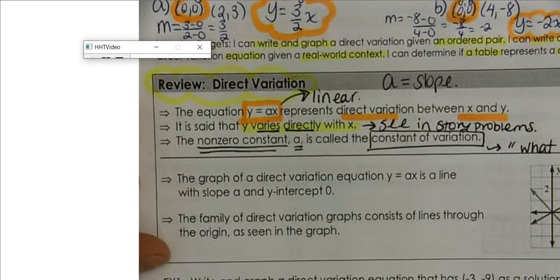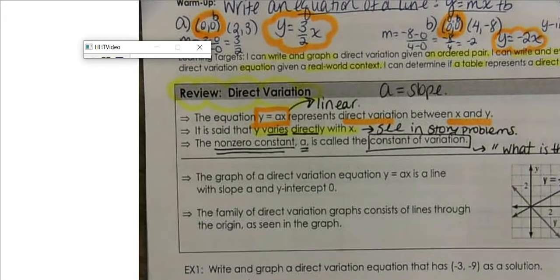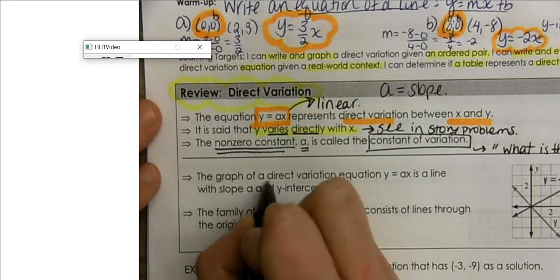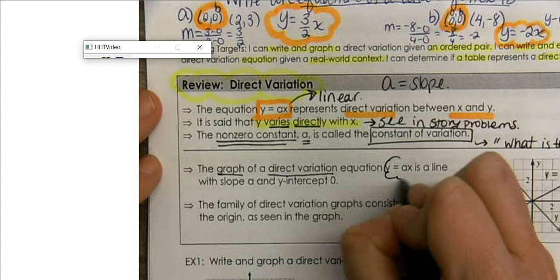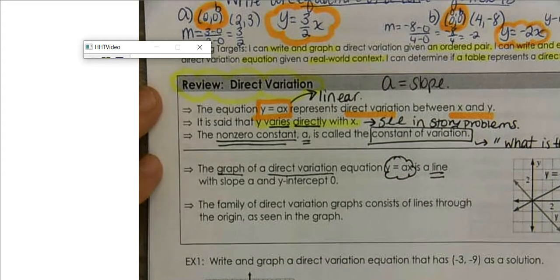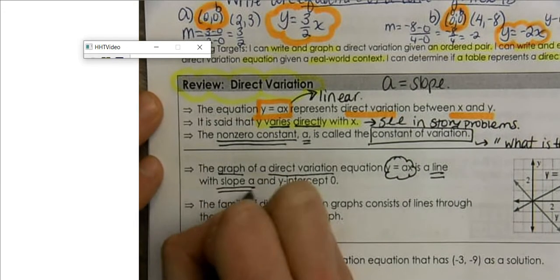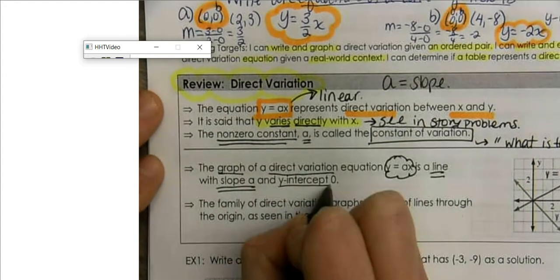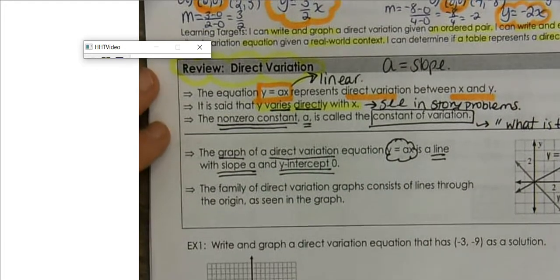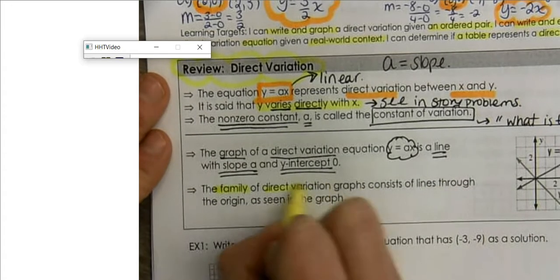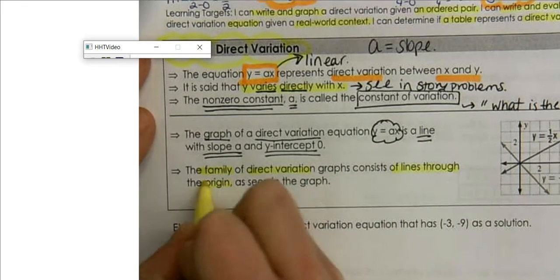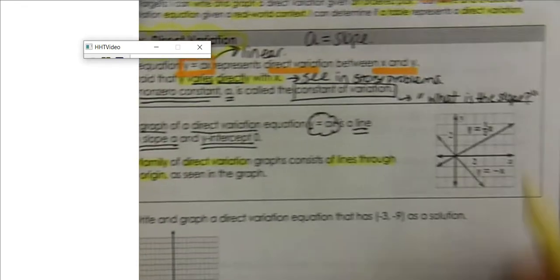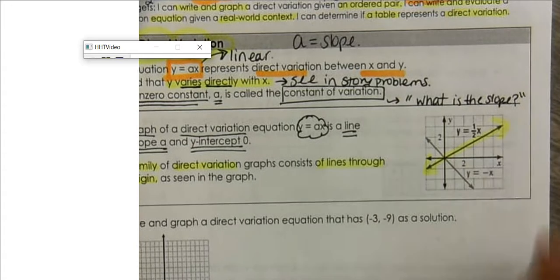So the thing that I really want you guys to know is that the graph of a direct variation equation in the form of y equals a times x is simply a line. That line has a slope of a and a y-intercept of 0 every single time. And the family of direct variation graphs consists of all of the lines that go through the origin, 0, 0. And it doesn't matter if the slope is positive or if the slope is negative.